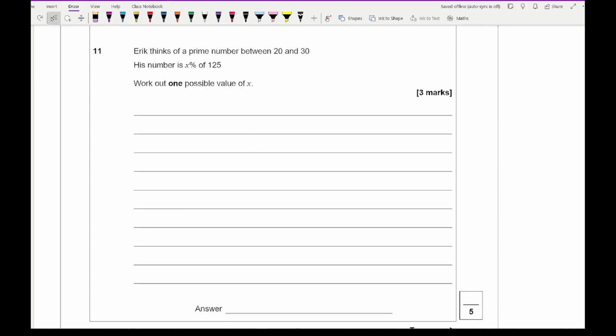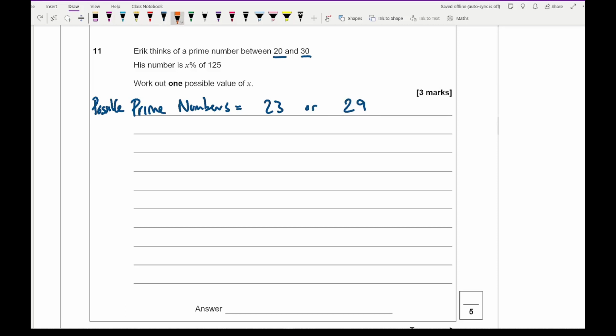Question 11, it says that Eric thinks of a prime number between 20 and 30. His number is x% of 125. Work out one possible value of x. So the first thing we need to do is identify the prime numbers between 20 and 30. So the possible prime numbers are going to be 23 or 29.